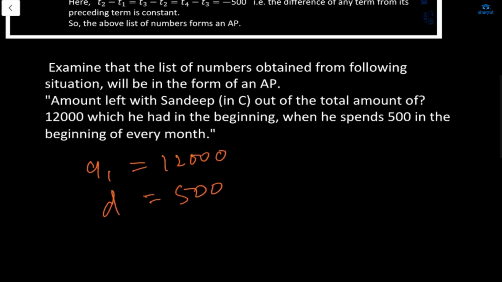It's fine. Okay, so you can see in every month, the beginning of every month, he's spending 500. So I think the common difference will be what? 500. So can you find out the AP here? AP till how many months? You can generally find 3-4 months.